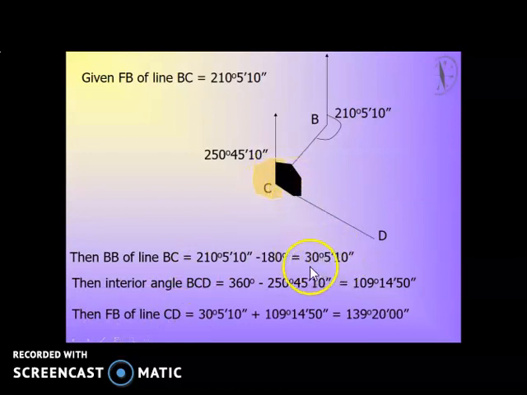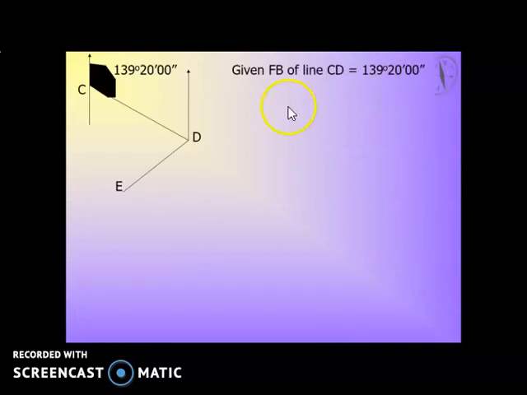So that's 30 degrees, 5 minutes and 10 seconds plus 109 degrees, 40 minutes and 50 seconds. After you have calculated the forward bearing of the line CD to be 139 degrees, 20 minutes and 0 seconds, you can then continue to calculate the forward bearing of the line DE. And again, you can draw a partial diagram to allow you to see the calculations clearly.